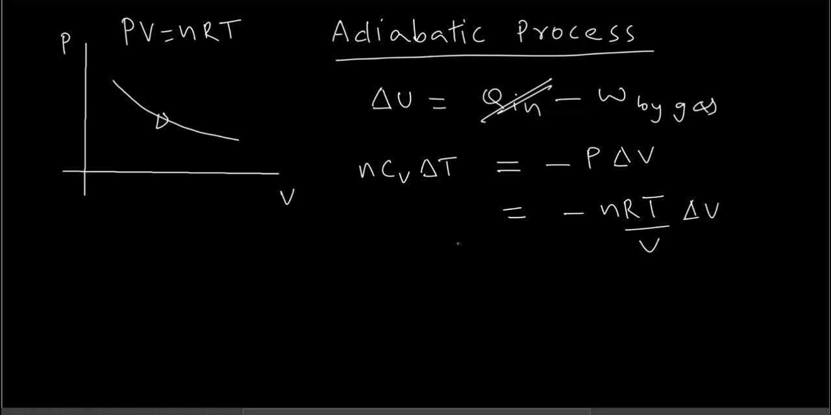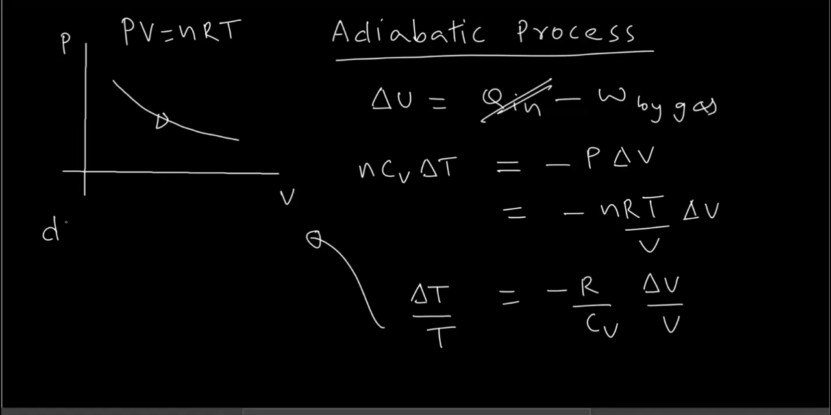Now this, if you look at it, helps us in separating the variables. So I can forget about n. Cv and R are anyway constant. So I can write delta T by T is equal to minus R by Cv into delta V by V. So you're okay? If I push it to even smaller changes, this expression can be written as dT by T is equal to minus R by Cv into dV by V. So now I have separated my variables. Then it is a matter of simple integration.